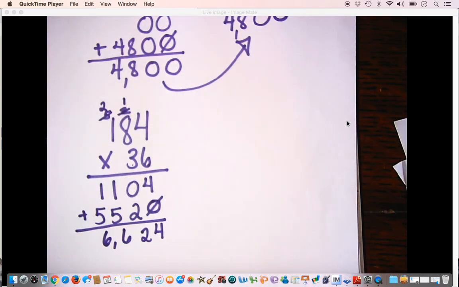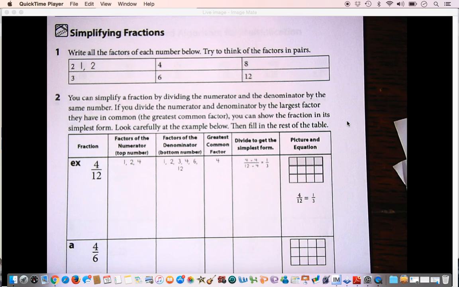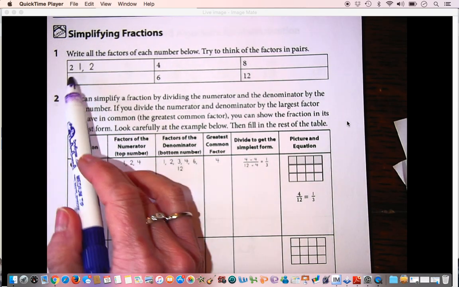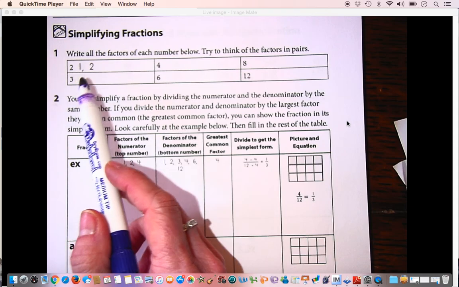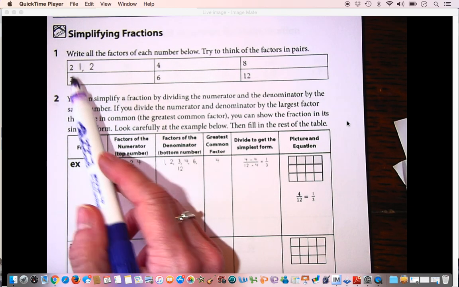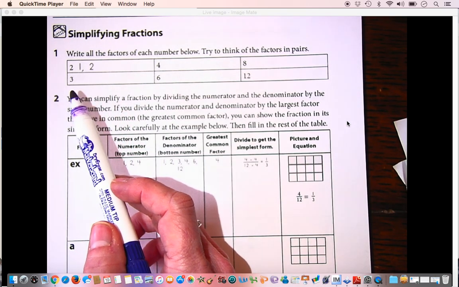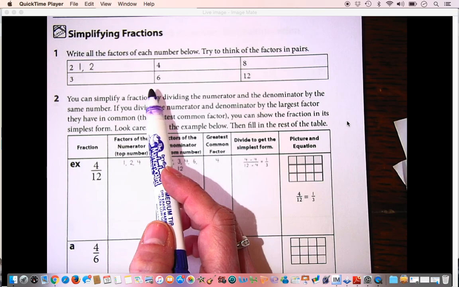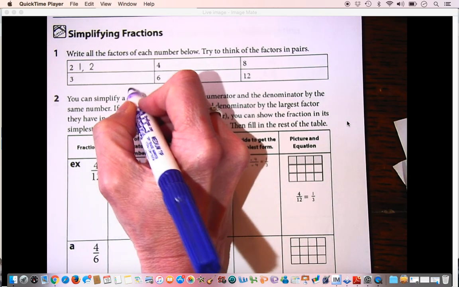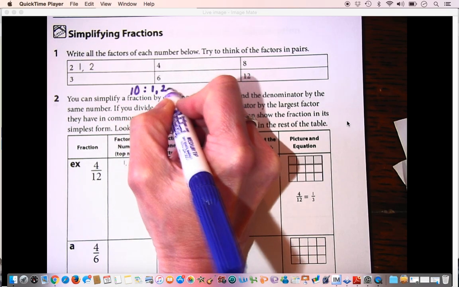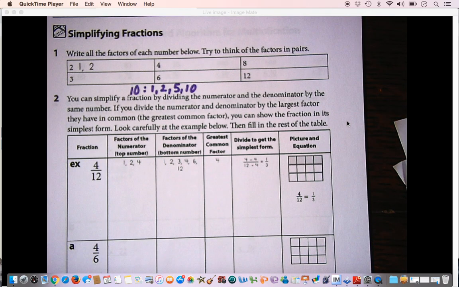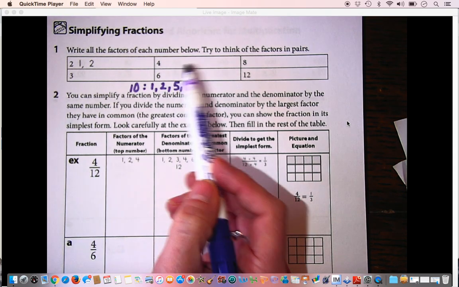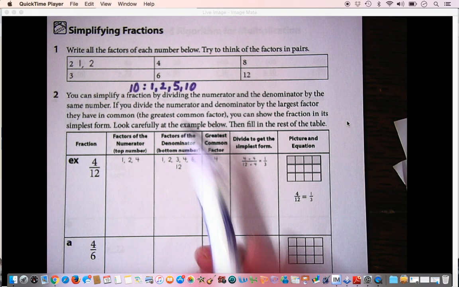Now if we turn and look at page 177, we have also gone over how to simplify fractions, but this is just breaking it down. The first thing we're going to do is find all the factors of each number. Remember, a factor is a number that you can multiply to equal the number. For 2, it's just the numbers 1 and 2. If I were to use the number 10, which isn't on here, it would be 1, 2, 5, and 10. So that's all you're going to do for the top: think about the numbers that you can multiply to equal the number listed there.